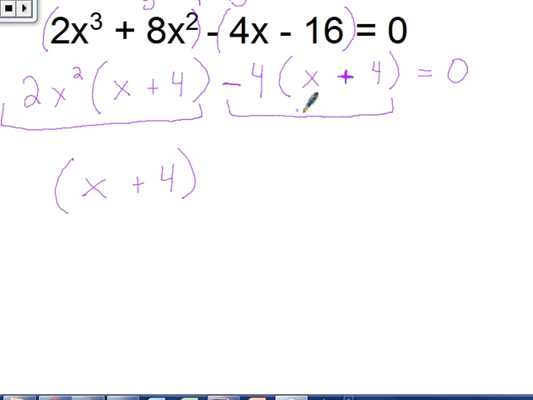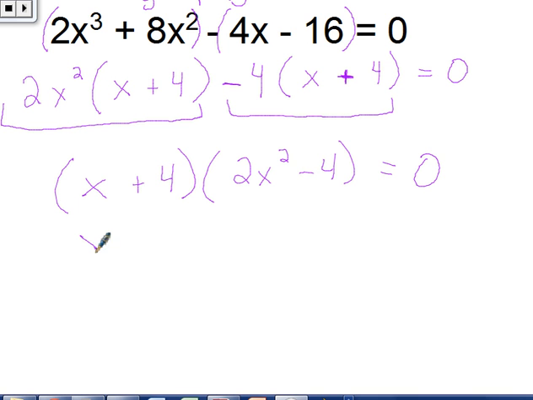So now we're factoring out this common multiplier, and we write down what's left over, which in this case is a 2x squared minus 4. Okay, this is how we factor by grouping. Because this is not multiplication yet, this is still subtraction. So with one more factorization, we get our multiplication.